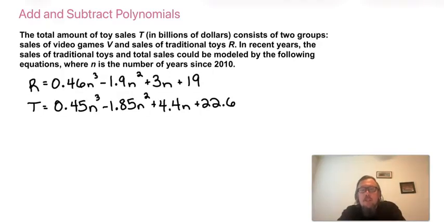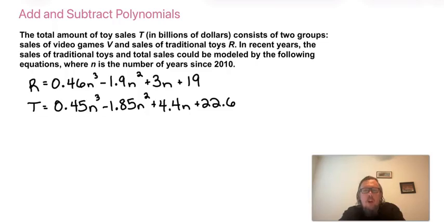The amount of toy sales, T, in billions of dollars, consists of two groups, sales of video games, V, and sales of traditional toys, R. In recent years, the sales of traditional toys and total sales could be modeled by the following equations, where N is the number of years since 2010.